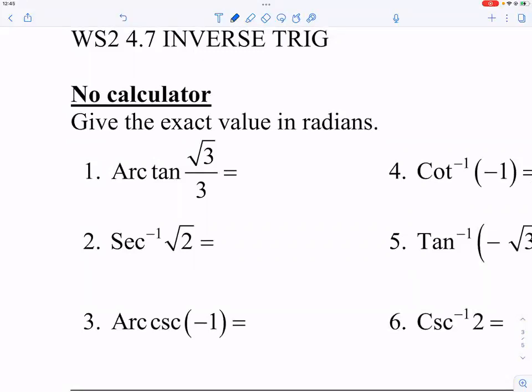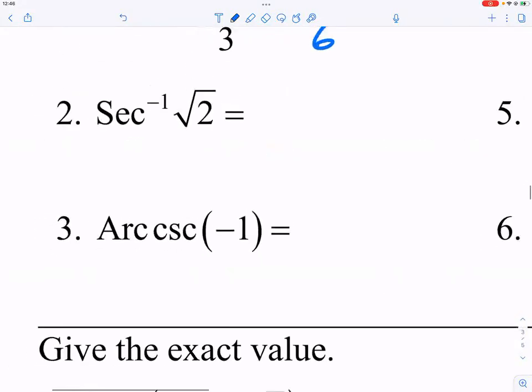So for question number 1, we're asking, what is the angle if tangent of that angle gives you √3/3? And we say it must be pi/6. Tangent of pi/6 is √3/3. Now I would suggest you verbalize this whole thought process. Talk to yourself. Tangent of what angle gives me √3/3? Okay.